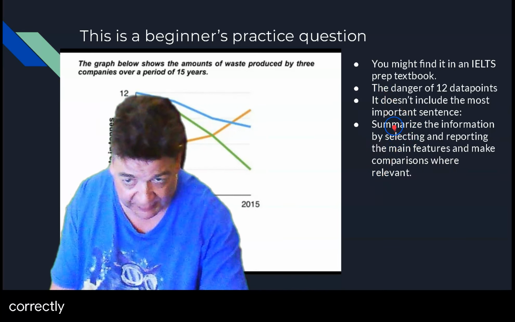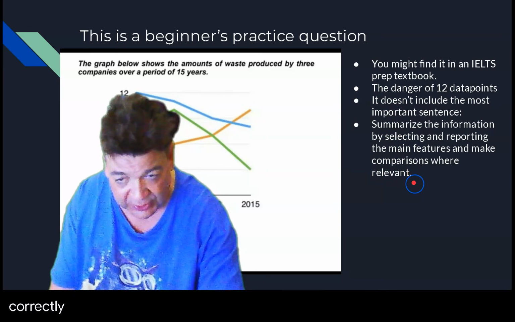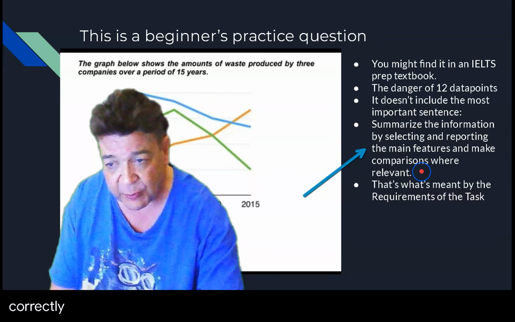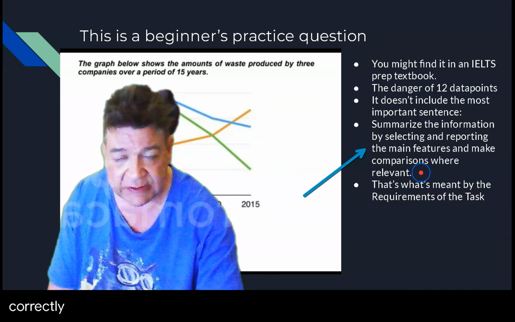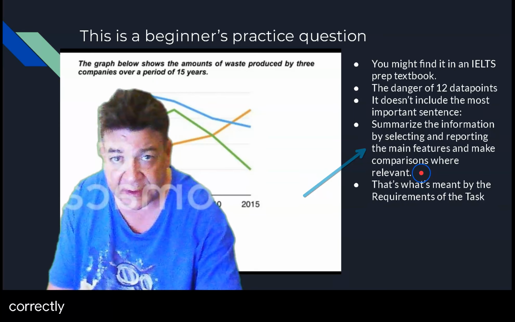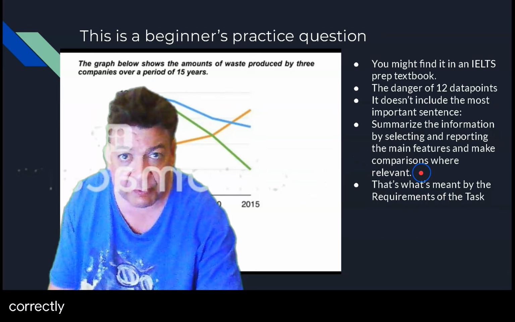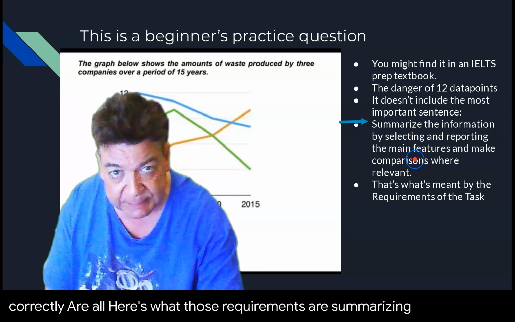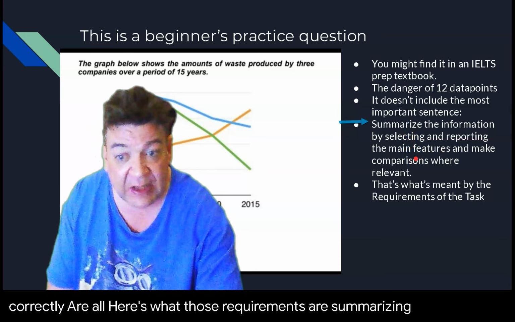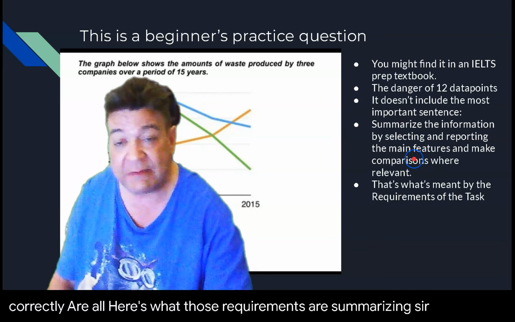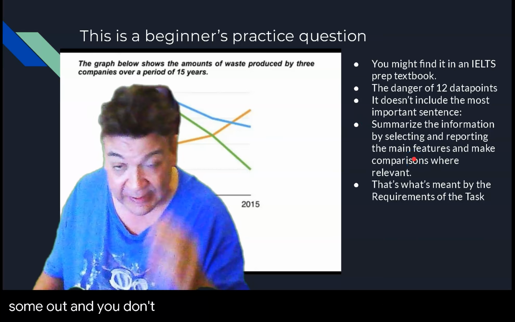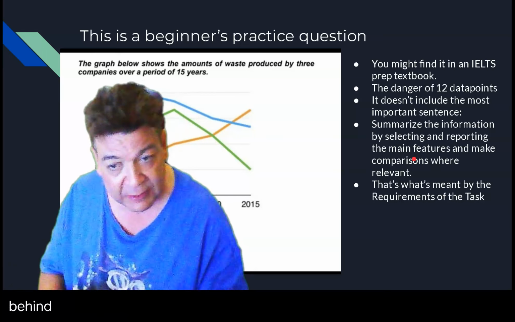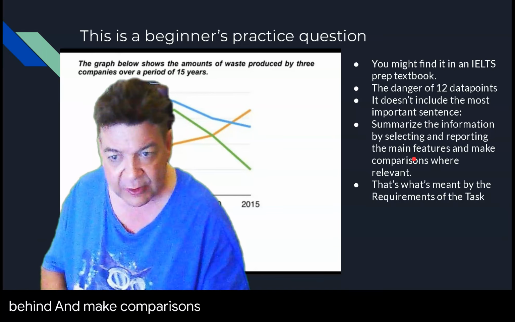I've done whole videos about the importance of these words, but this is what they mean in the band descriptors when they talk about the requirements of the task. To get a high score, you need to fully cover all the requirements of the task. And here's what those requirements are. Summarizing. Selecting the main features. That means you're leaving some out. Selecting means picking some and leaving others behind. Reporting accurately and making comparisons where relevant.